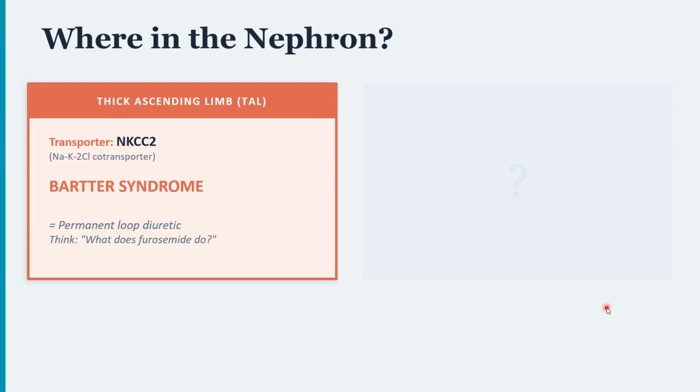Think about what furosemide does to a patient: volume depletion, hypokalemia, metabolic alkalosis. And this is the key. What does it do to urine calcium? We'll answer that in a moment, but first, let me show you the other side.